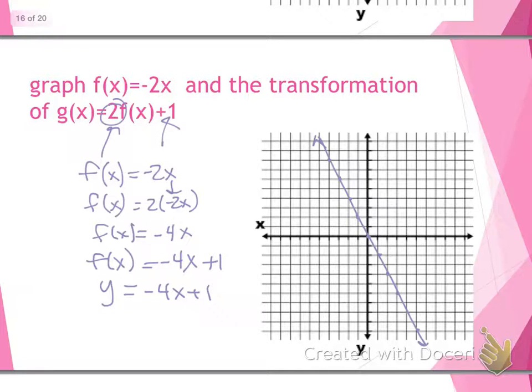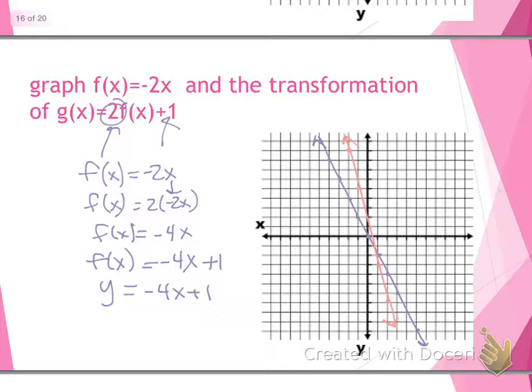Okay, so it's going to start, let's change colors here, at positive 1. And it's going to go down 4. 1, 2, 3, 4 to the right 1. Oops, to the left. Nope, to the right 1. Or up 4, 1, 2, 3, 4 to the left 1, up 4 to the left 1. And then we're going to connect those points.